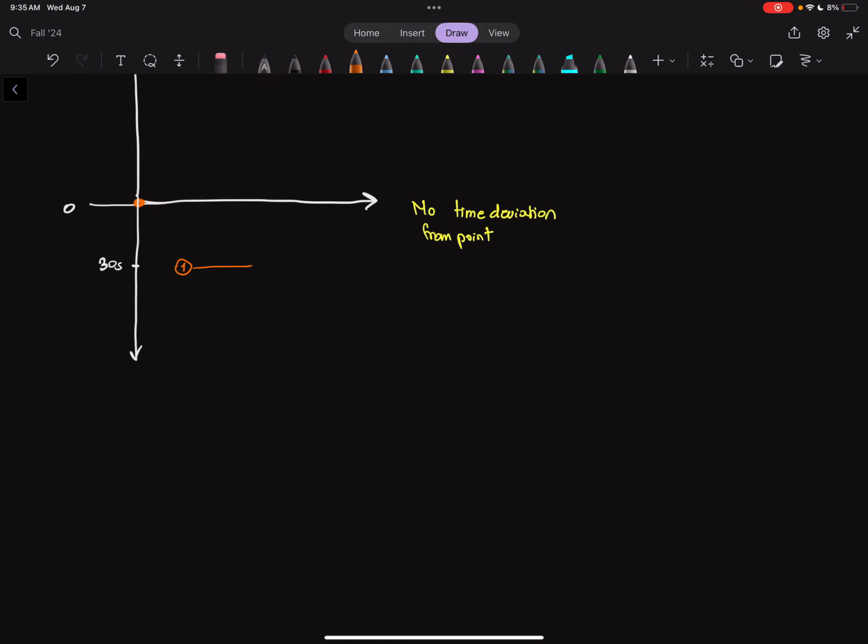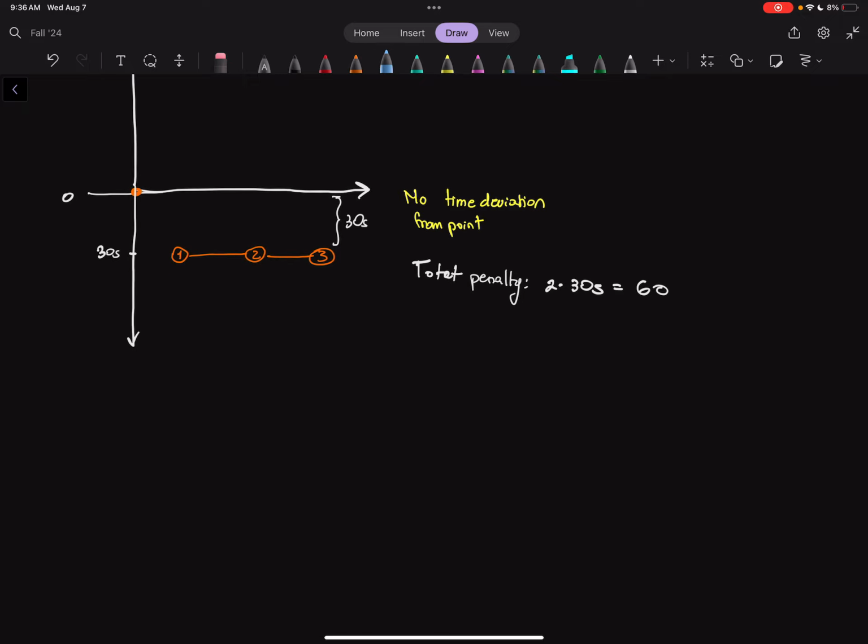Your second point, you're still at 30 seconds. Your third point, you're still at 30 seconds. If you look at this distance right here, it's 30 seconds. Double that, and that's your total penalty. 2 times 30 seconds, 60.